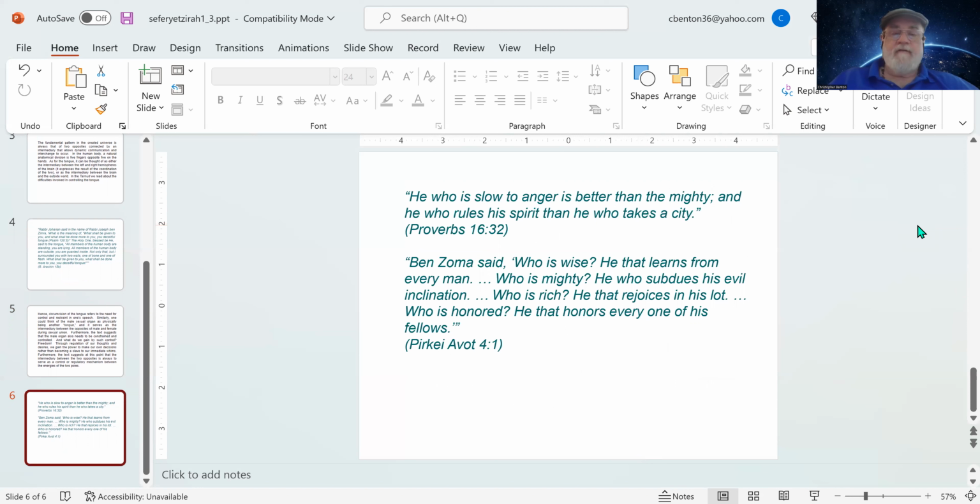First from Proverbs 16:32. He who is slow to anger is better than the mighty, and he who rules his spirit than he who takes a city. And in Pirkei Avot, Chapters of the Fathers, chapter 4, verse 1, Ben Zoma said, who is wise? He that learns from every man. Who is mighty? He who subdues his evil inclination. Who is rich? He that rejoices in his lot. Who is honored? He that honors every one of his fellows.